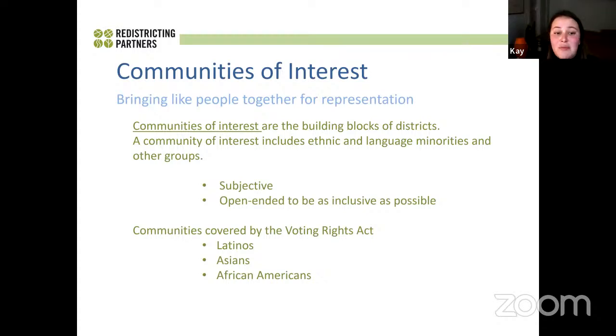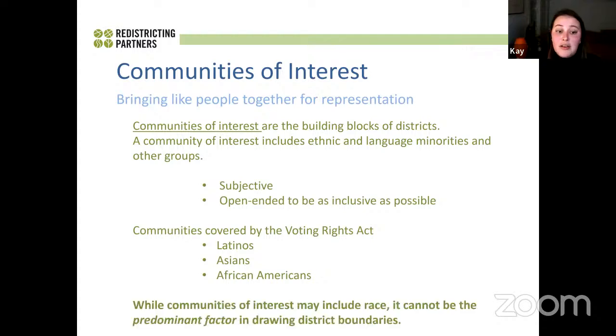We look at communities of interest as subjective and open-ended to make sure that they are as inclusive as possible. There are also communities that are covered by the Voting Rights Act, or the VRA. These are Latinos, Asians, and African Americans. And while communities of interest may include race, absolutely, it cannot be the predominant factor when we're drawing district boundaries.